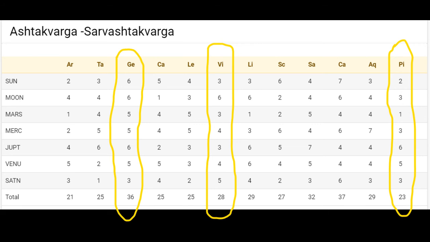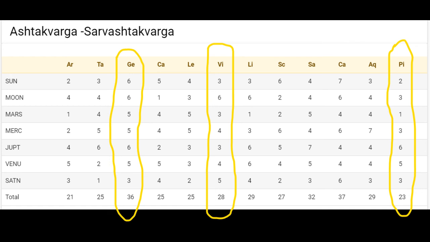In the same way, we can see Venus as well. Venus is a natural karaka for money, and when Venus passes through Gemini, which is the 11th house, it is giving 5 points for the 11th house. So when Venus transits the 11th house, he will earn a good amount of money. It is giving 4 points to the second house, which is not that great, just average. And Venus gives 5 points to Pisces, which is again the eighth house, and that is a very good point.